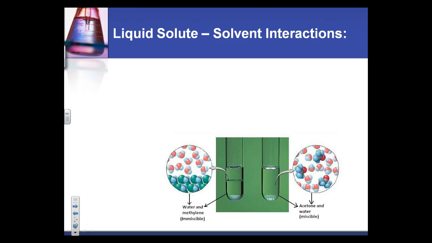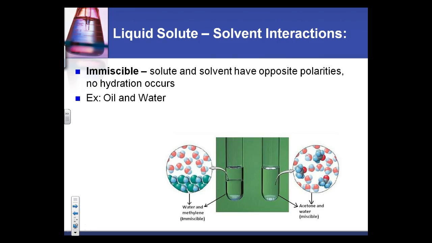All right, so liquid solute solvent interactions. Immiscible means that the solute and solvent have opposite polarities and no hydration occurs. They are not soluble in one another. Oil and water is immiscible. And you can probably see it from where you're sitting right now, but if you look at this test tube, we have two substances. We have water and methylene mixed together. And you can see the distinct line in between those two. They're right here at this point.